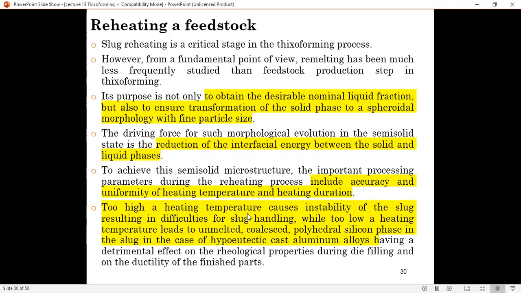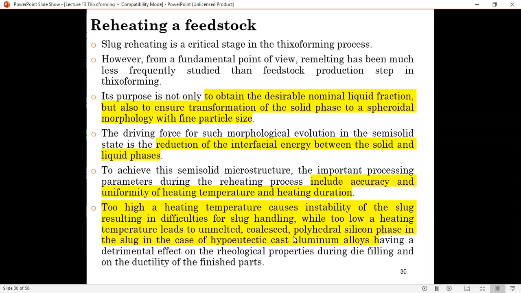If you heat too high, you cause instability of the slug, making slug handling difficult. If the temperature is too high, you're going to have too much liquid, and it's going to be very hard to handle that billet. Let's say, for example, you want a robotic arm to grip it, but if the temperature is too high, you cannot grip it because it's too soft. Too low a heating temperature leads to unmelted silicon particles in the slug, in the case of hypoeutectic cast aluminum alloy.